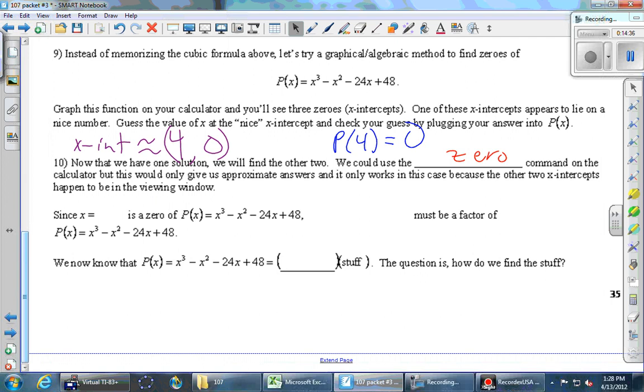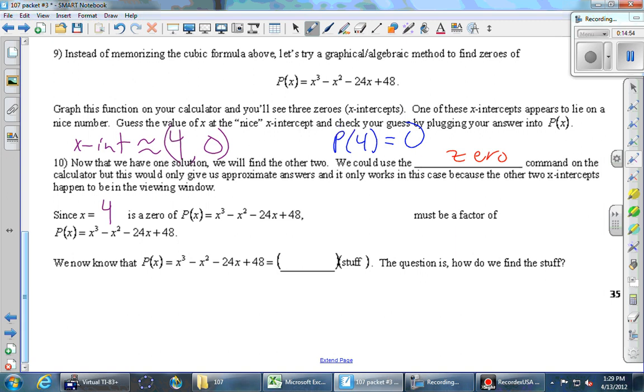So let's come down here with this more blank stuff. Since x equals blank is a 0, what number did we just figure out as a 0? 4. We figured out 4 was a 0 by looking at the graph and then checking that P of 4 really was 0.